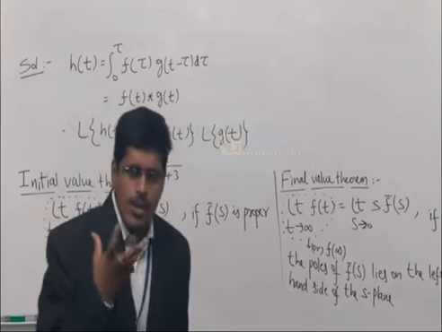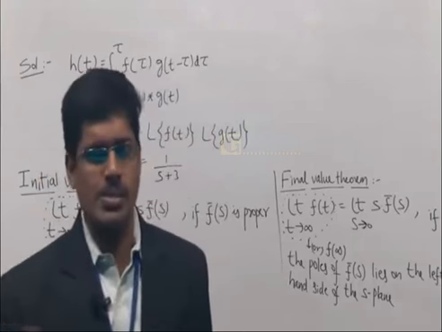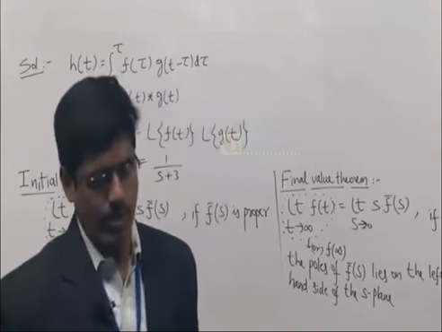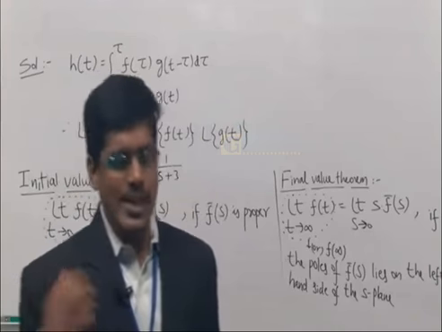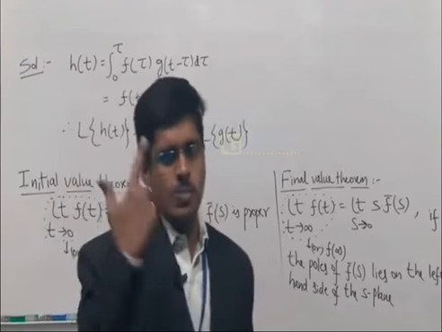For example, your f bar s is 1 over s minus 1. This 1 by s minus 1 is defined everywhere except at s is equal to 1. At s is equal to 1, the denominator goes to 0. So I can say that s is equal to 1 is a pole. So go to your argand plane, that is the s plane.